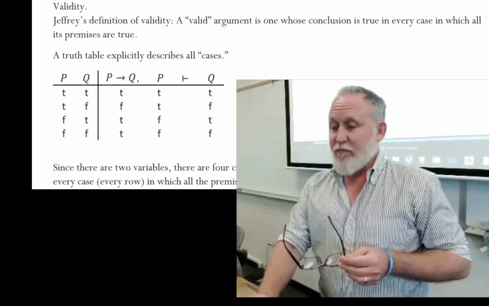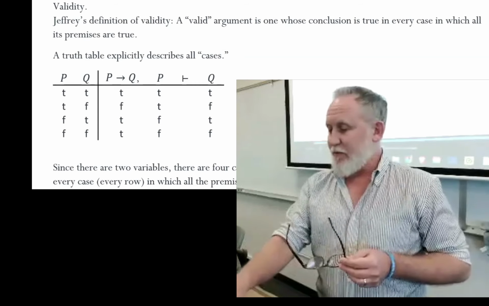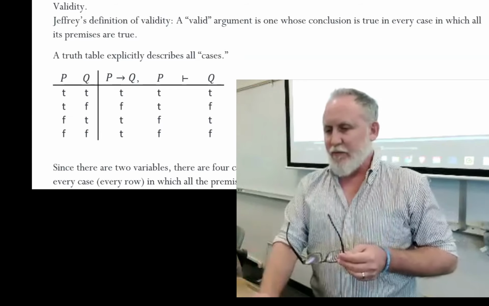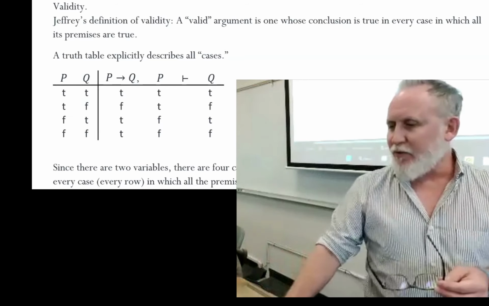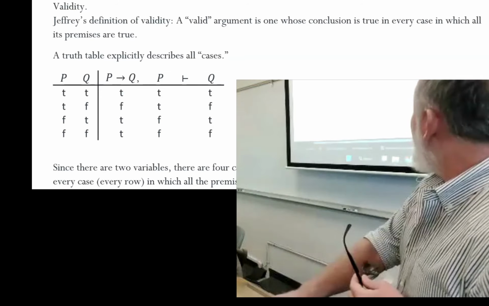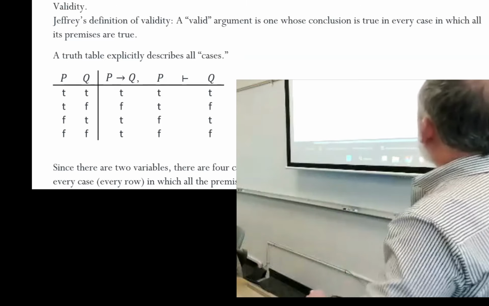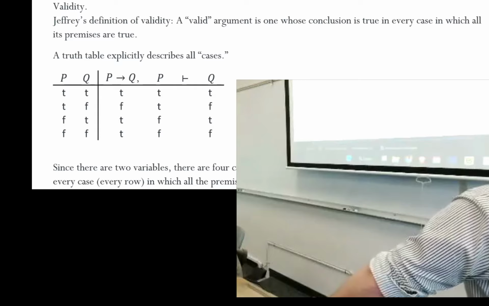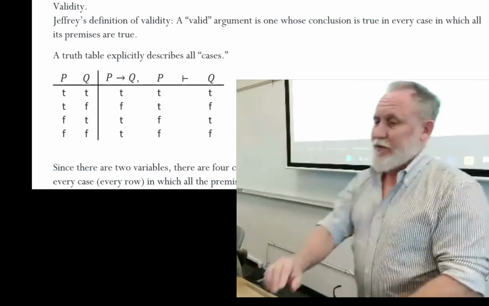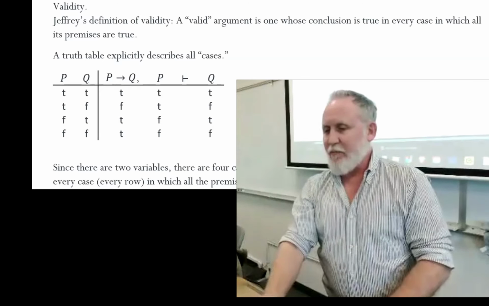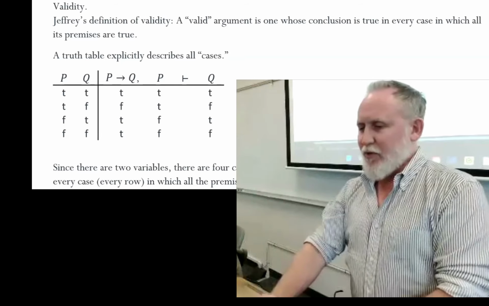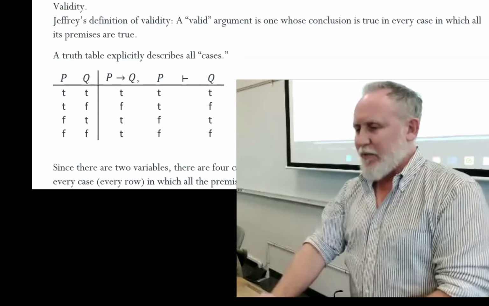And a truth table explicitly describes all the cases. So as Jeffrey's discussed, if you have two variables, you have 4 rows. We use this pattern of trues and falses as a convention, and using the truth tables in chapter 1 for material consequence for a conditional statement, we get these values. P is just the values from the first column here. Q is just the values from the second column here.